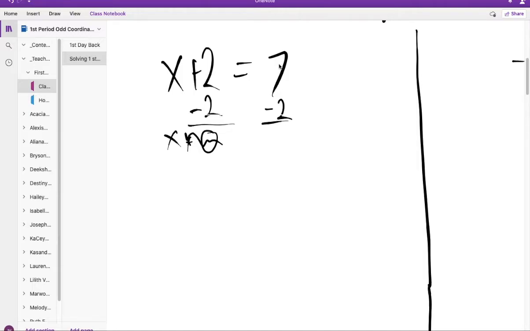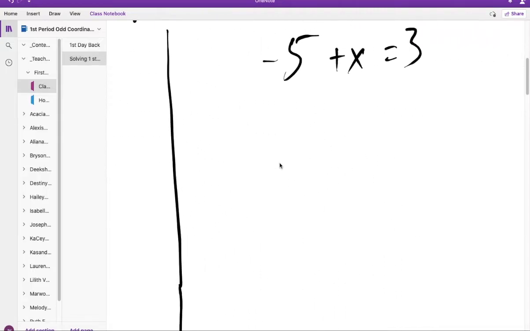So 7 minus 2 gives me 5, and that was what we were looking for. We got x equals 5. And again, right off the bat, we said, hey, what number plus 2 gives me 7? And that was 5. So let's look at another problem.